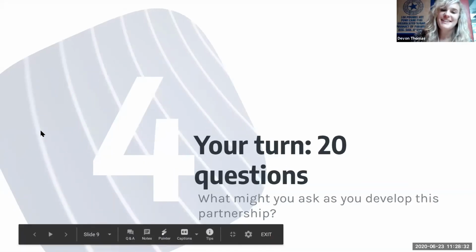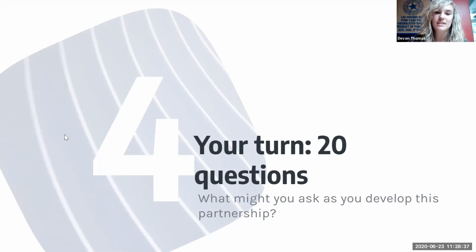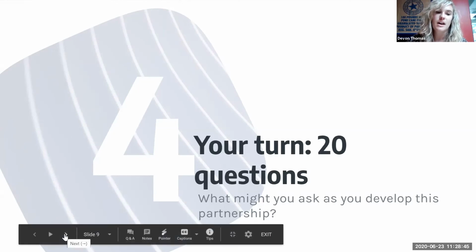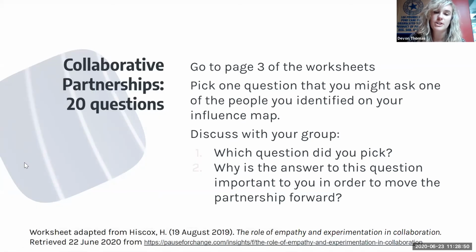Awesome. Thanks, Annie. So we're going to ask you to hold on to this influence map as we move into our next activity, which will involve getting into some breakout rooms and having some time together to share. On page 3 of the worksheets that we added, you'll see a list of 20 questions from Heather Hitchcox. We find these questions really helpful, particularly when we're working with folks outside of the university or with our nonprofit, scoping projects and authentically trying to generate reciprocal relationships.